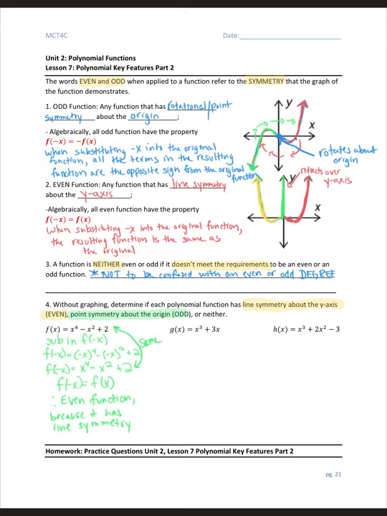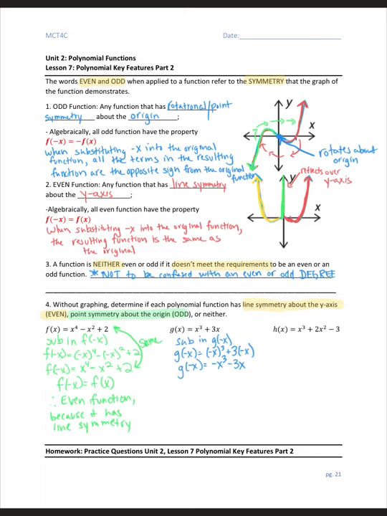So if we have g of x equals x cubed plus 3x, again, we're going to sub in g of negative x. And you're going to get a negative x to the power of 3 plus 3 times a negative x. So we're going to try to simplify as much as we can. Well, if we have a negative x to the power of 3, we're going to end up with a negative x cubed. And 3 times a negative x is a negative 3x.